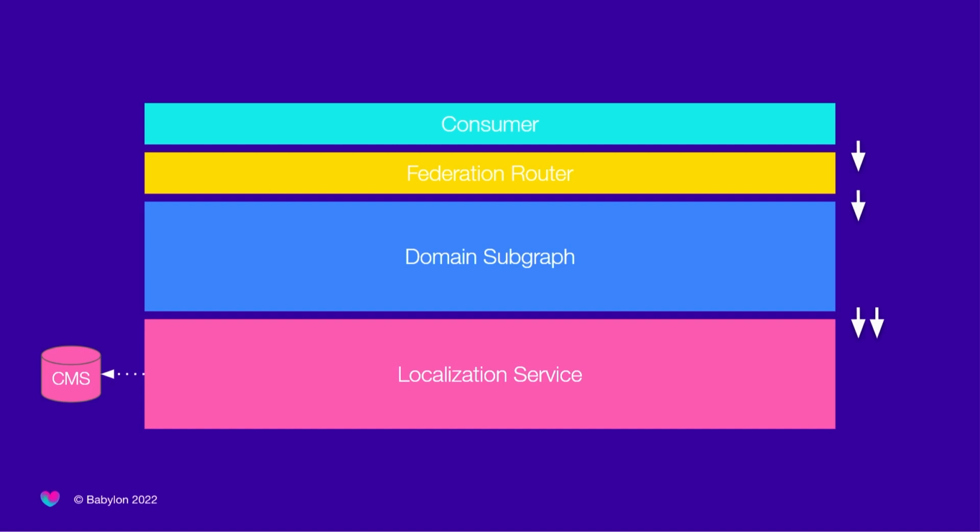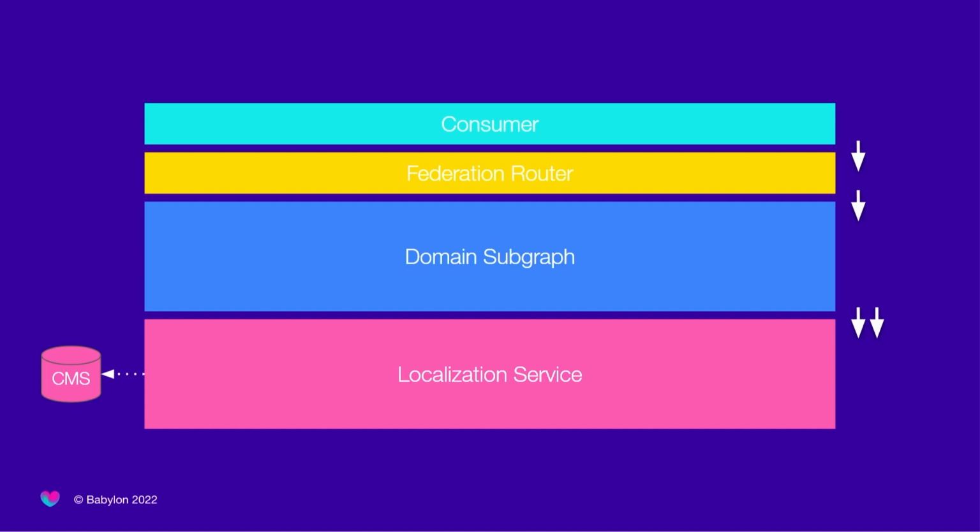So this is the architecture that we were assuming we were going to need to have. We have a consumer at the top, we have our router in the middle, which is receiving the GraphQL request, and then that's being routed to the domain subgraph. And the domain subgraph is now having to make requests to the localization service in order that it can return the localized strings that we want to return to the consumer.